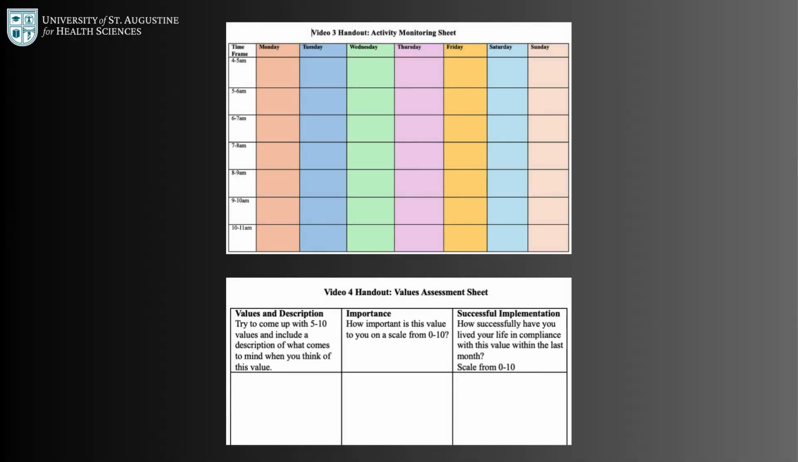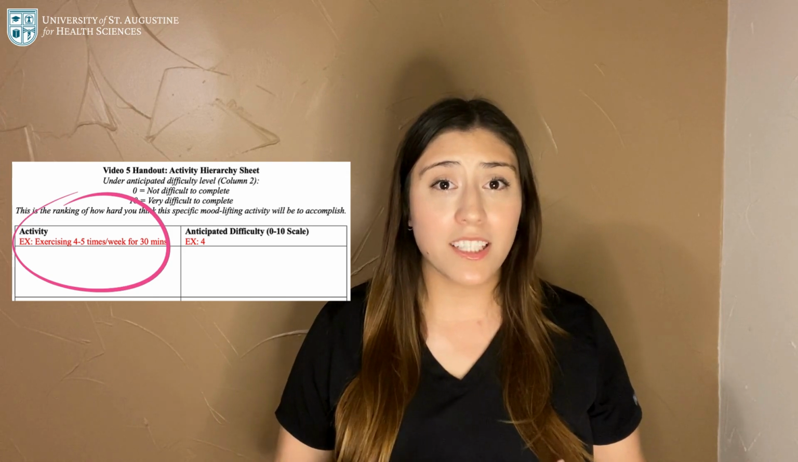I challenge you to come up with 5 to 10, or as many as you can. You can use the activity monitoring and values assessment sheets to help you create this list. This list will help choose mood-lifting activities to engage in for the next step. At this time, you can pause the video and write down a list of valued activities that you would like to engage in the left column of the template, and press play when you're done.